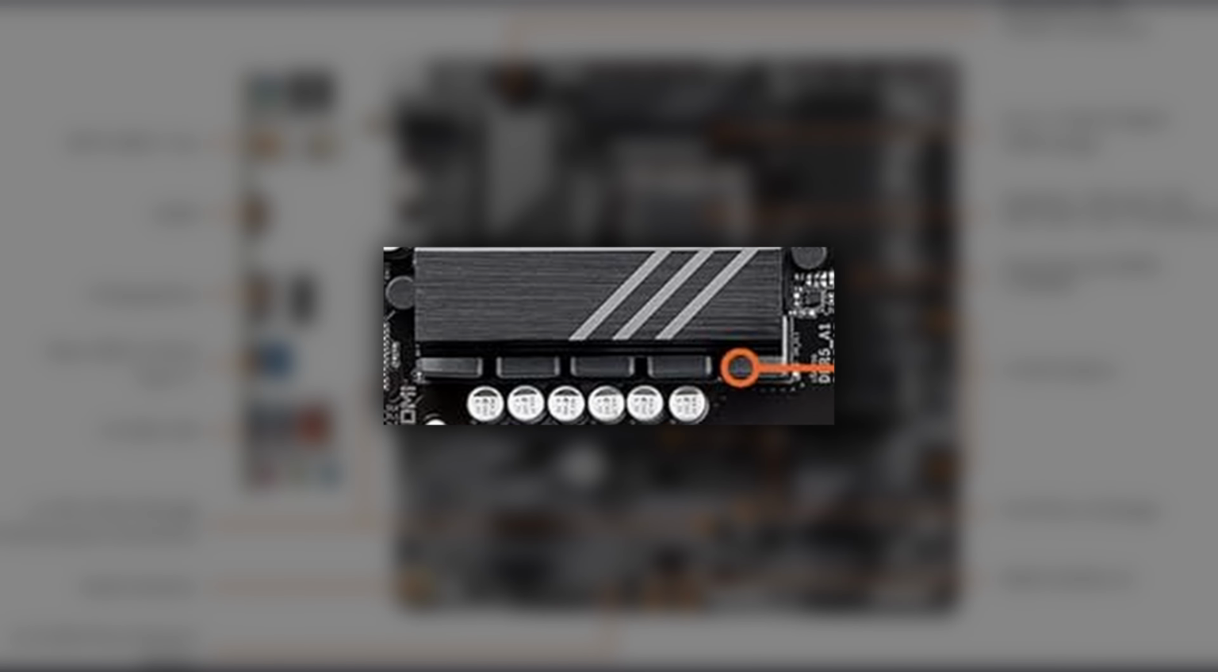Then we have the BIOS or UEFI chip. This contains the firmware that initializes the hardware during boot and provides low-level system configuration. Next, we have the VRM or voltage regulator module. This regulates and supplies power to the CPU. High-quality VRMs are essential for stable performance, especially during overclocking.